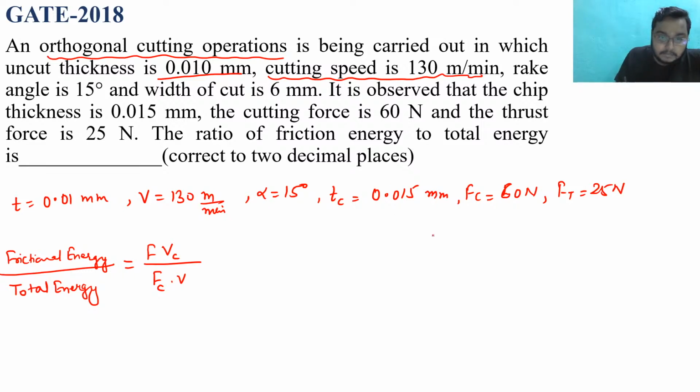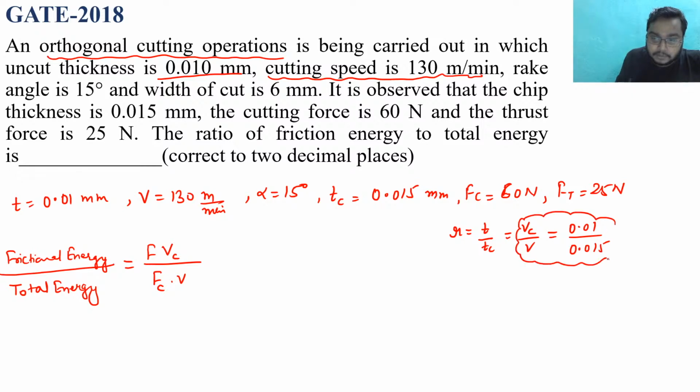And again see, R is equal to what? R is equal to t by tc, which is nothing but Vc by V. So Vc by V would be t by tc. What is t? t is 0.01, and tc is 0.015. So this is the relation of Vc by V. So you can just put it here.